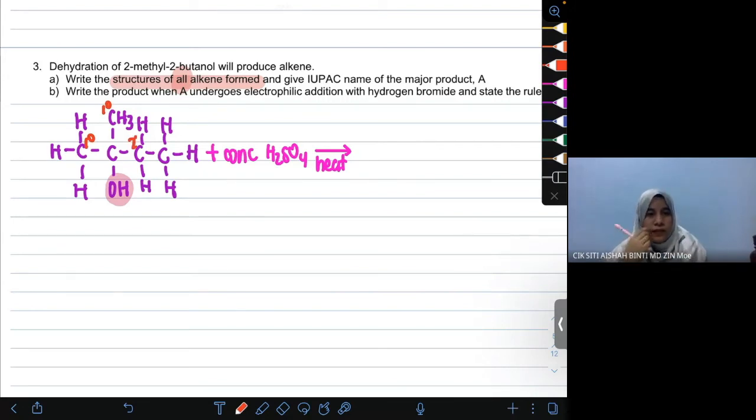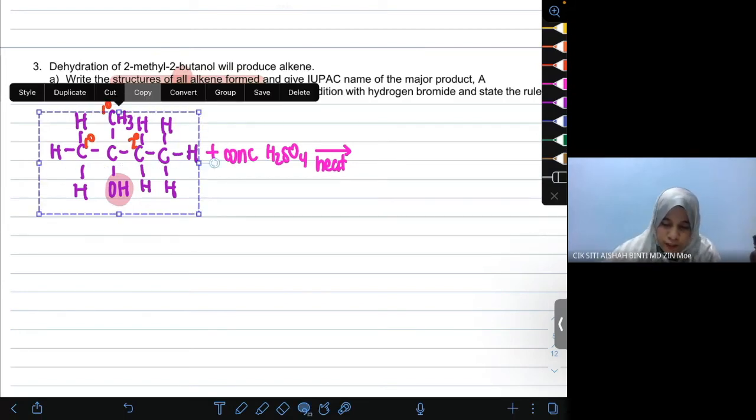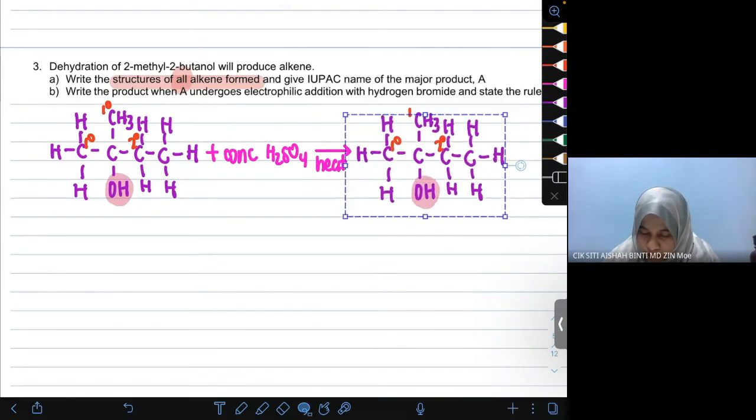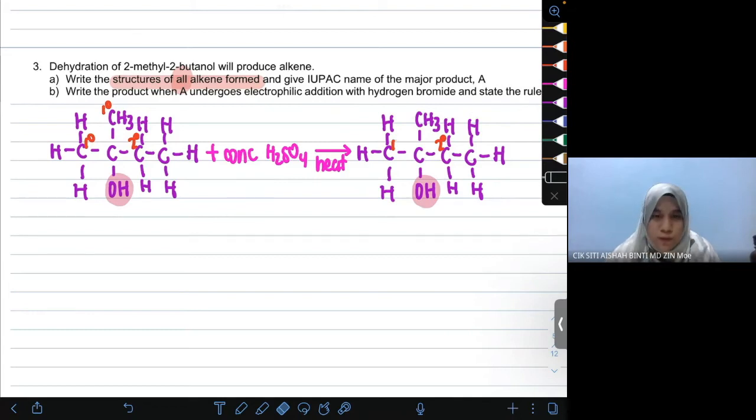So dalam case ni, because we have two different classes, we have two products only lah. So the first possibility is when we remove the OH and the hydrogen from the secondary class. So maknanya, first kita akan remove yang mana? We're going to remove OH. So padamlah OH ni. Okay, and then we remove the hydrogen from our secondary lah. So we remove this.